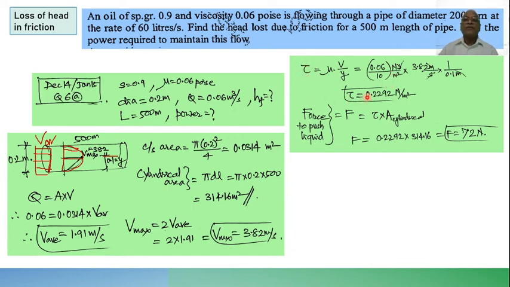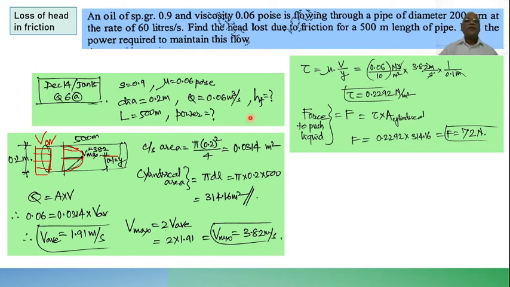So if you work out the values there, it is 0.2292 Newton per meter square, the shear stress. Now shear stress is known. How much is the total force to push the liquid? Force is equal to the shear stress multiplied by the calculated cylindrical area. So this force which is required to be pushed against the friction is 72 newtons.